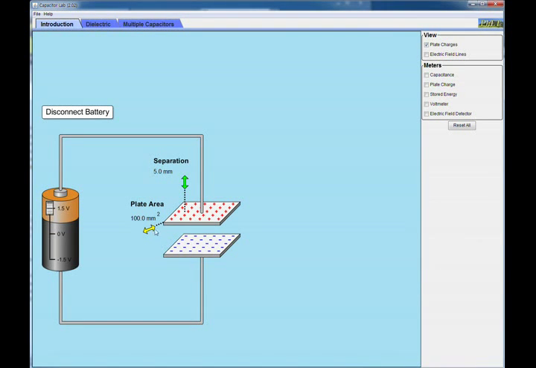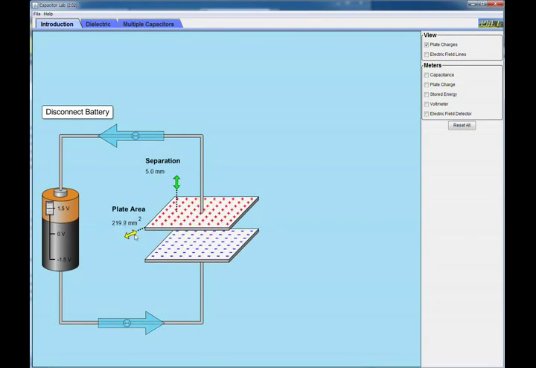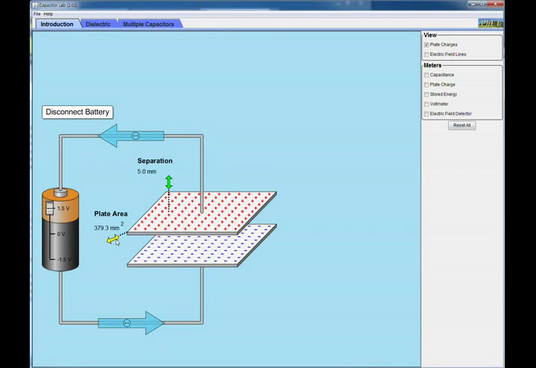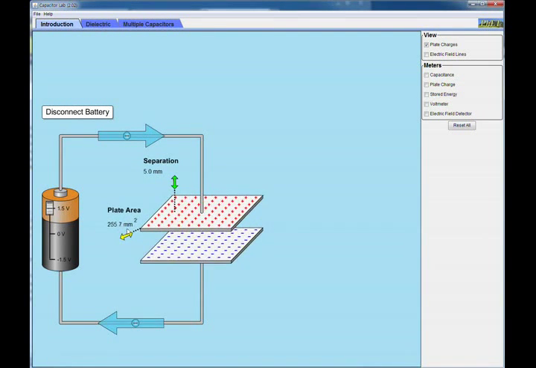Okay. And then again, suppose we can actually increase the area of this capacitor. As you can see, the total number of charges on each plate looks like they are increasing, right? So we also have to discuss why this number of charges actually changes. Okay.